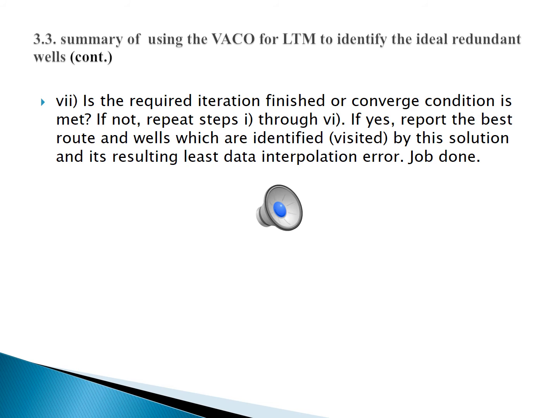Step 7. Is the required iteration finished or converged condition met? If not, repeat steps 1 through 6. If yes, report the best route and wells which are identified by this solution and its resulting least data interpolation error. Job done.